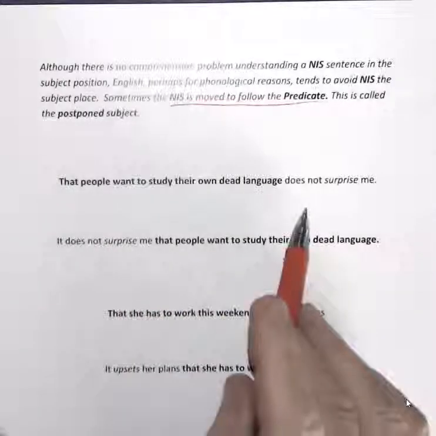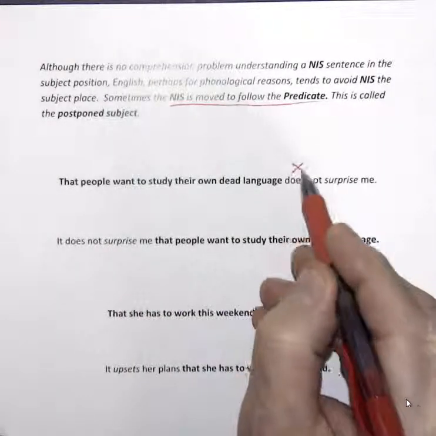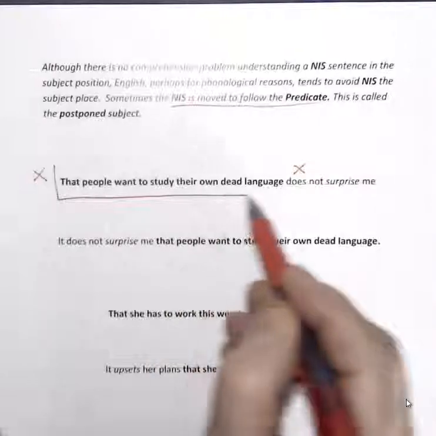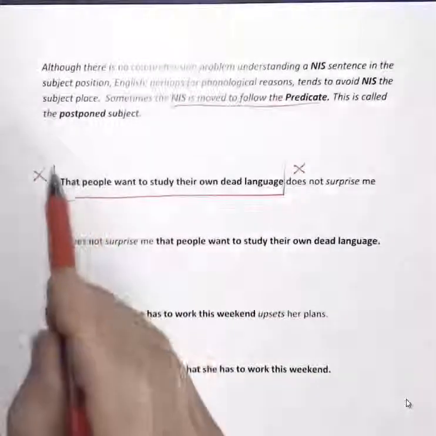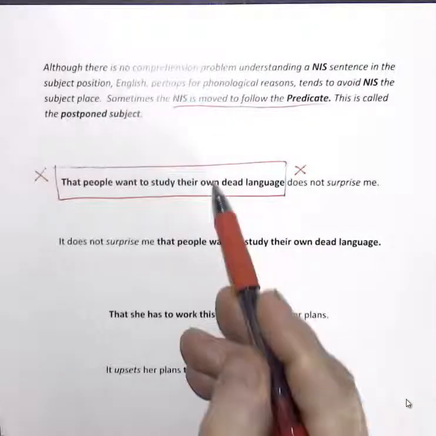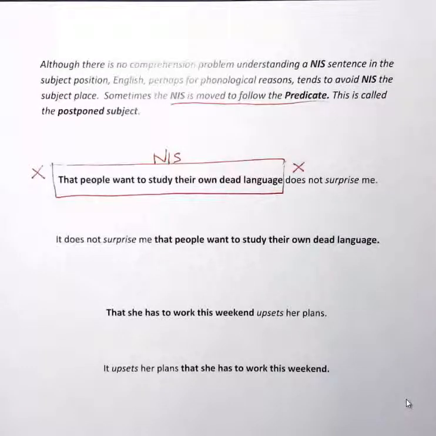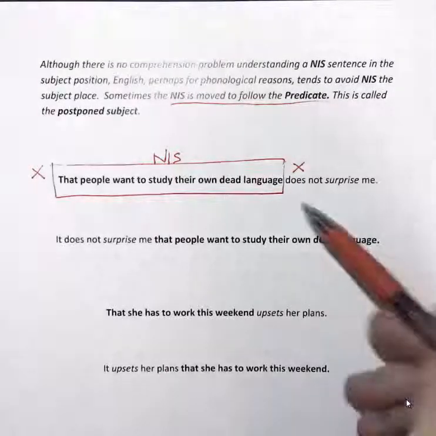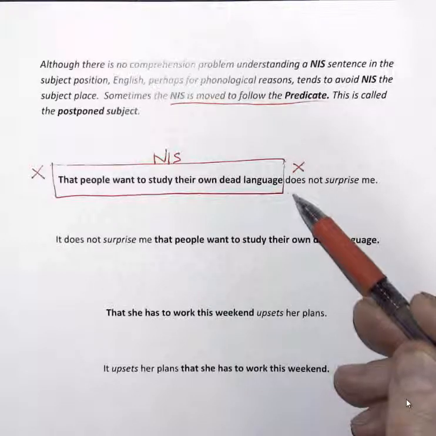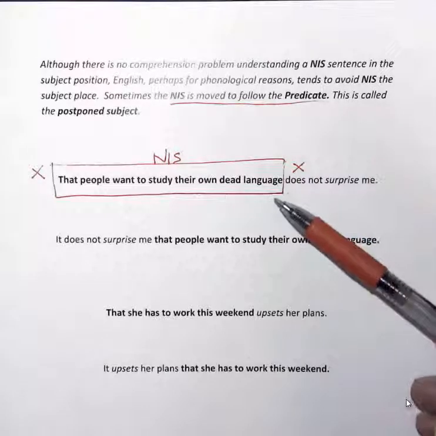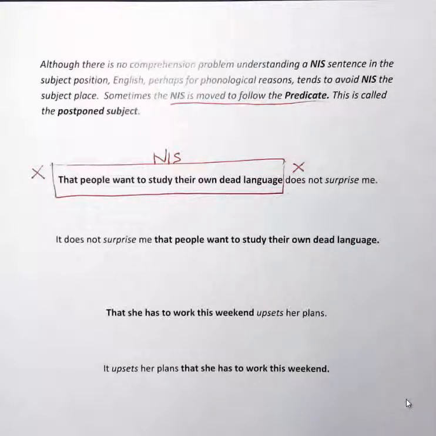That people want to study their own dead language does not surprise me. Does that people want to study their own dead language surprise me? No. Here we have a nominal included sentence, and for me, maybe for you too, as an affirmative or a negative, it's okay, I guess. I can deal with it. But when I made that into a yes or no question, all of a sudden it just didn't sound right anymore. Does that people want to study their own dead language surprise me?